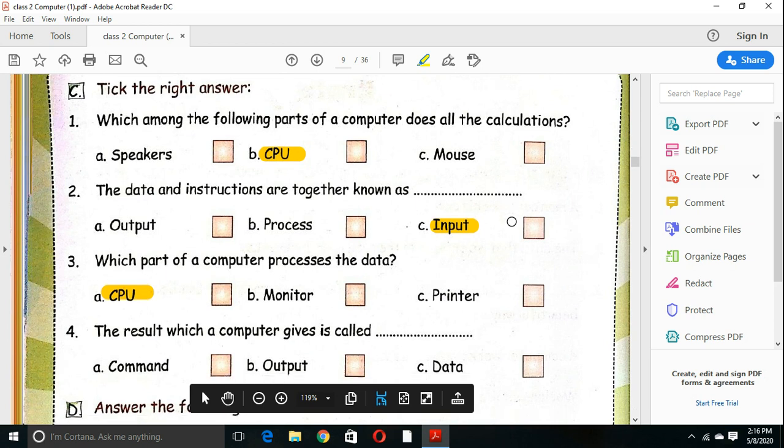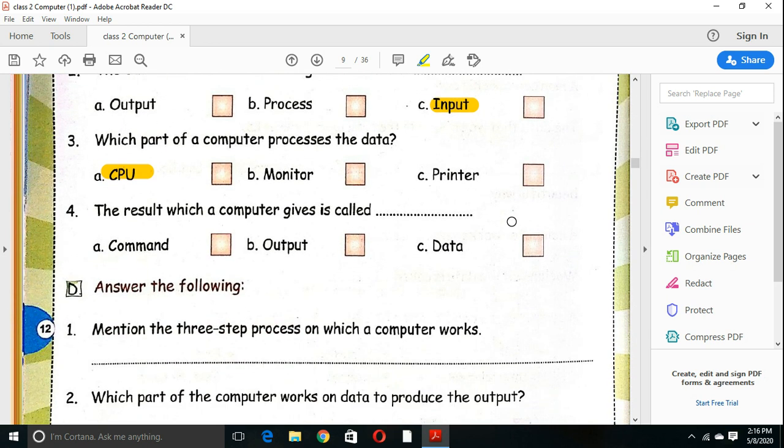Okay, now the next question is: the result which your computer gives is called what? After processing, whatever comes out is known as what? We have the options command, output or data. Command, no. Data, no, because all are input. So the right answer is output.